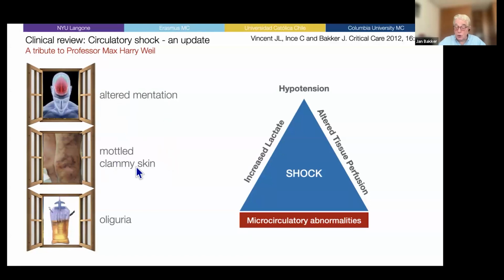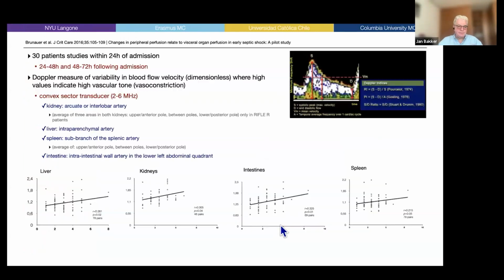The mottled and clammy skin was already something that Professor Waal introduced. Oliguria, a patient who pees and then stops, is a bad sign. And so he said shock is hypotension, not necessarily, but generally it's hypotension. Increased lactate, very difficult to define a shock without an increased lactate. Altered tissue perfusion, all on the basis of microcirculatory abnormalities. And that's true. Those microcirculatory abnormalities are a real problem, even though we cannot always see them.